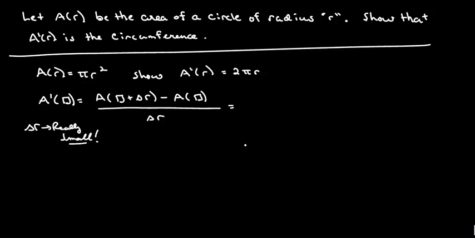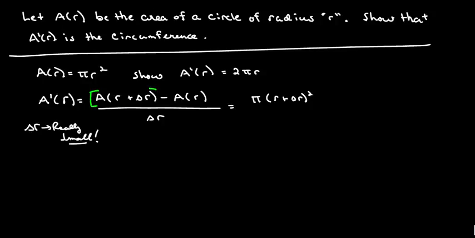Okay, so what is this over here? Well, if we want to find A prime of r, that means that we got to stick an r in here, which means we got to put an r right here, which means we got to put an r right here. And so what is A of r plus delta r? Well, that's pi times r plus delta r squared.